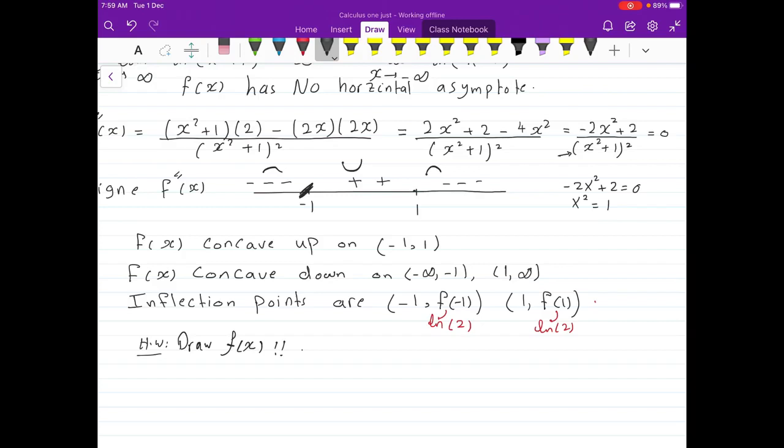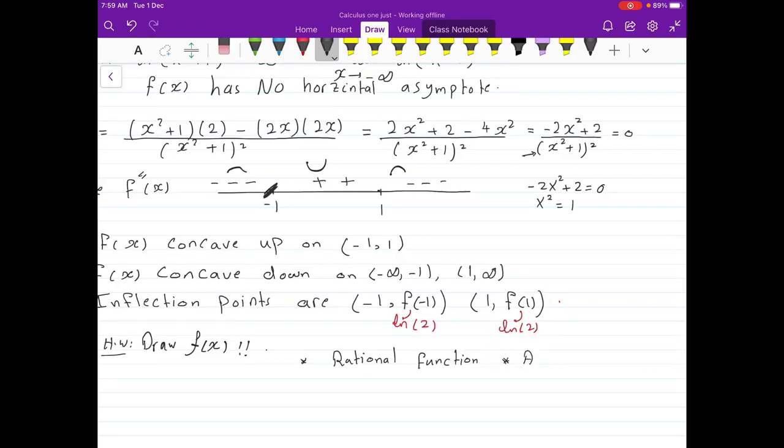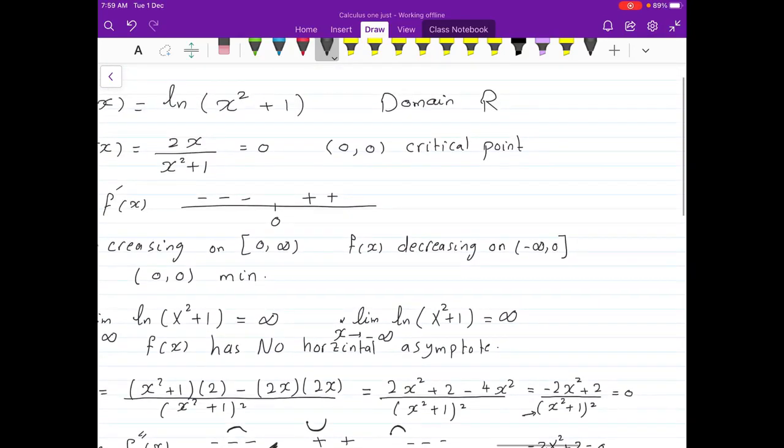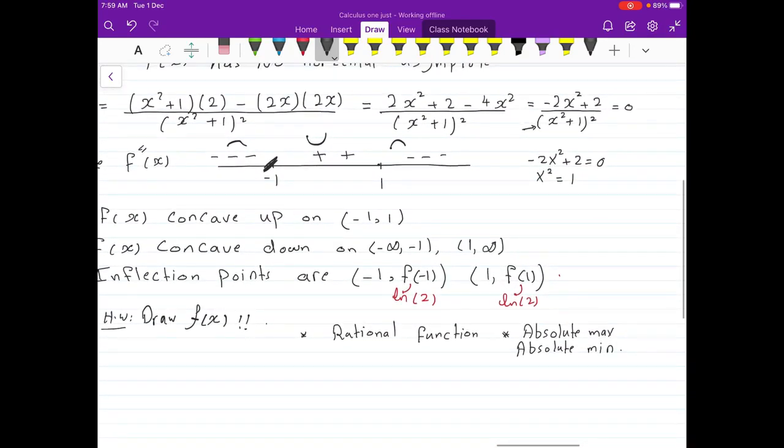God willing, in the next lecture we will sketch a rational function. If we have a rational function, and we will define what we mean by absolute max and absolute minimum. So try to sketch this graph, ln of x squared plus 1.